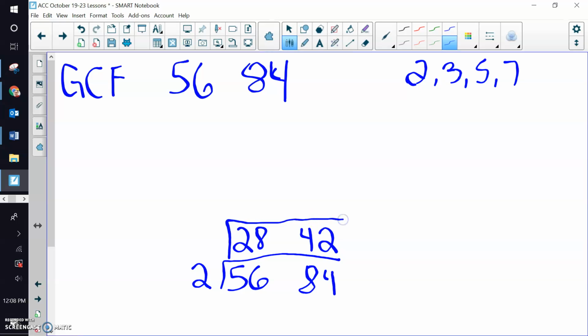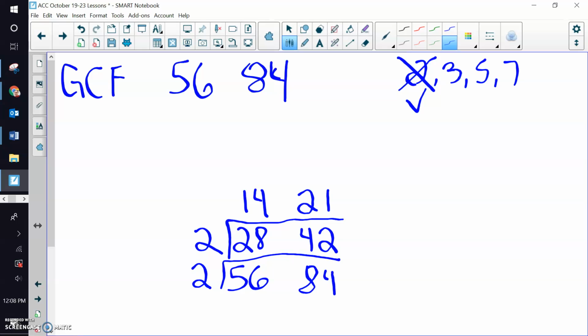Let's take a look at 28 and 42. What can they be divided by? Can we divide by 2? Yeah, they're both even numbers, so let's divide by 2 here. All right, so now 14 and 21. Let's go through that same process. Can we divide both of them by 2? Well, 14, yes, but 21 is an odd number, so that cannot be divisible by 2.